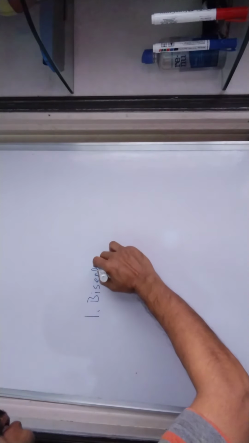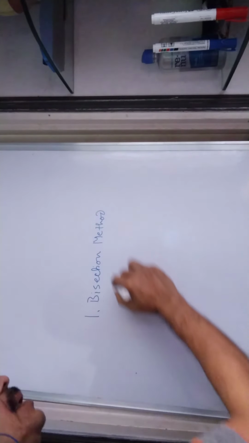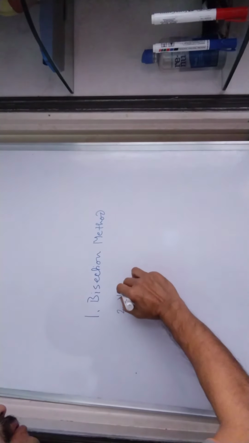In this video, let us illustrate the difference between the two methods of finding roots for a nonlinear equation. One is the bisection method and another is the Newton-Raphson method.